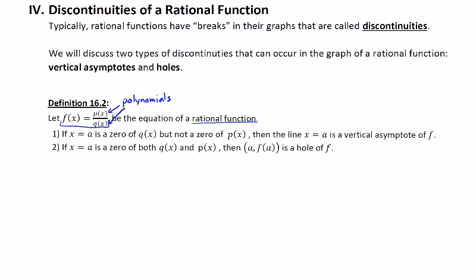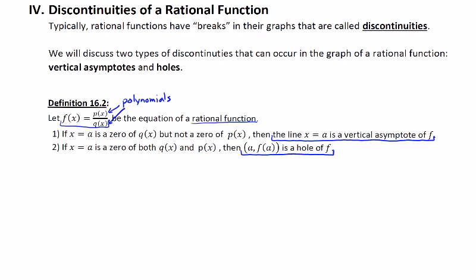And now statement 1 says that if x equals a is a 0 of q of x, but is not a 0 of p of x, then we can say the line x equals a is a vertical asymptote of f. So the first statement gives us the criteria for a vertical asymptote. The second statement says that if x equals a is a 0 of both q of x and p of x, then this ordered pair is going to represent a hole for f.